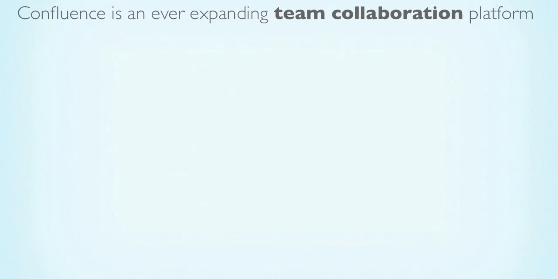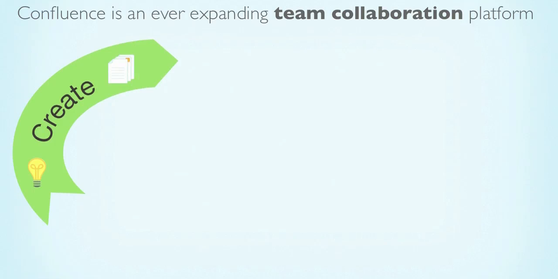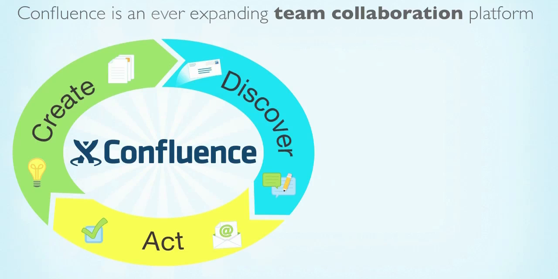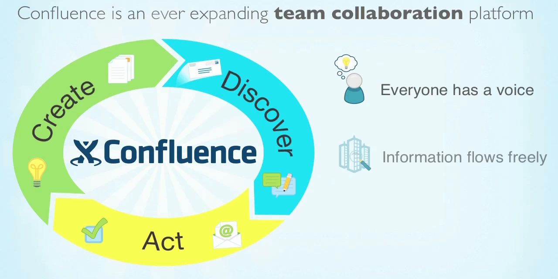Confluence is Atlassian's team collaboration platform. Confluence is a place where you can put your ideas into pages and create content, and have that content be discoverable and accessible to everyone on your team or company, and where you take action on the work that you have created or discussed. This process is what we call the collaboration cycle, and it is a workflow that leads to improved results because in the end, when using Confluence, everyone has a voice, information flows freely throughout your organization, and work doesn't just get talked about, it actually gets done.